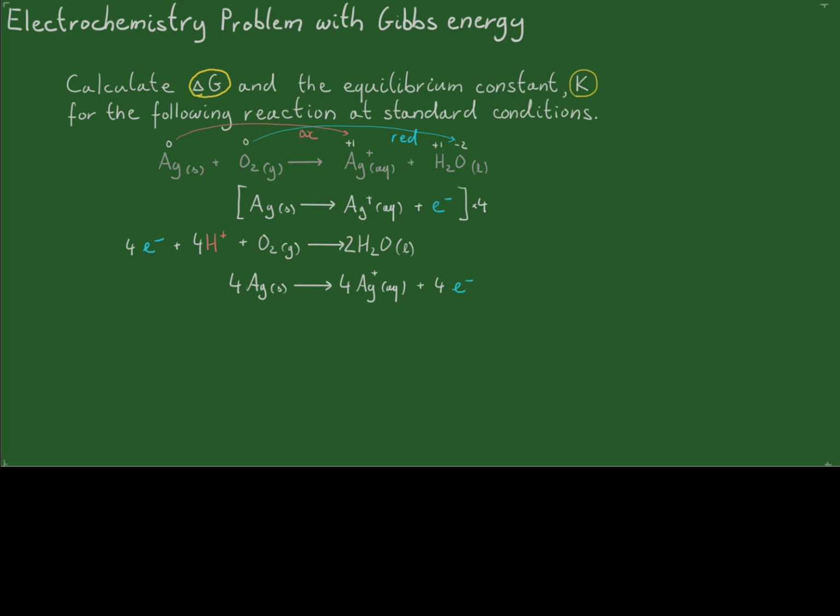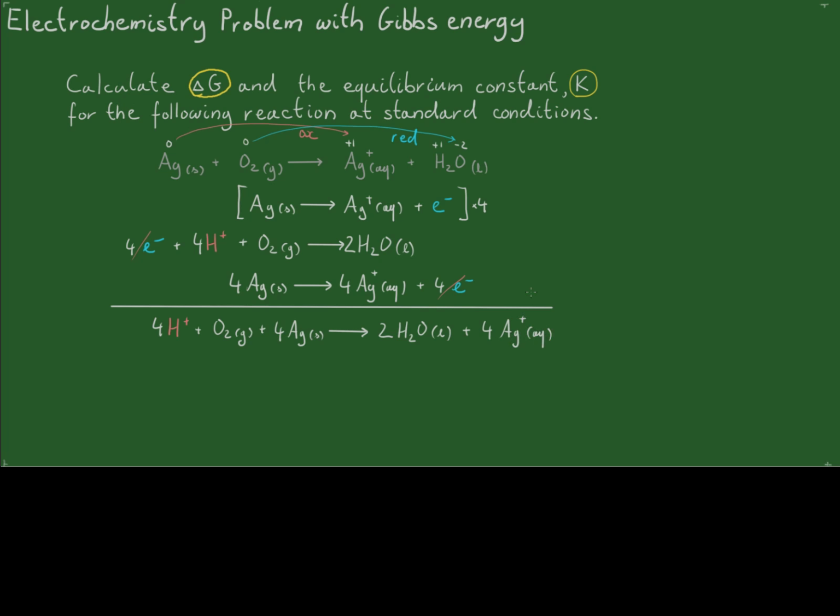Now I am ready to add these two together. The electrons will cancel. That means I'll be left with 4 hydrogens plus oxygen plus 4 silver solids gives 2 waters and 4 silver ions.